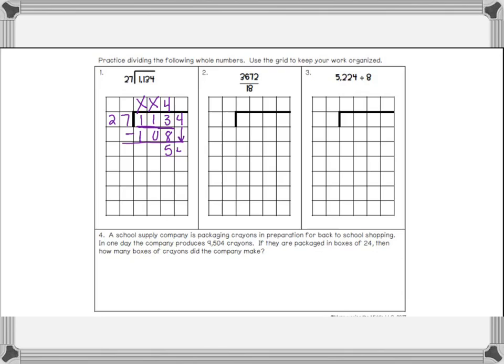And then I'm going to bring down this 4. So 54 divided by 27 is going to be 2. 2 times 27 is 54. Then I'm going to subtract, and I have 0. So my answer is 42.